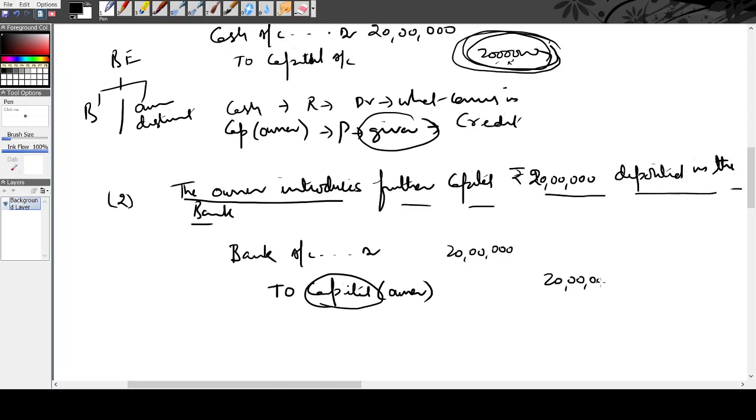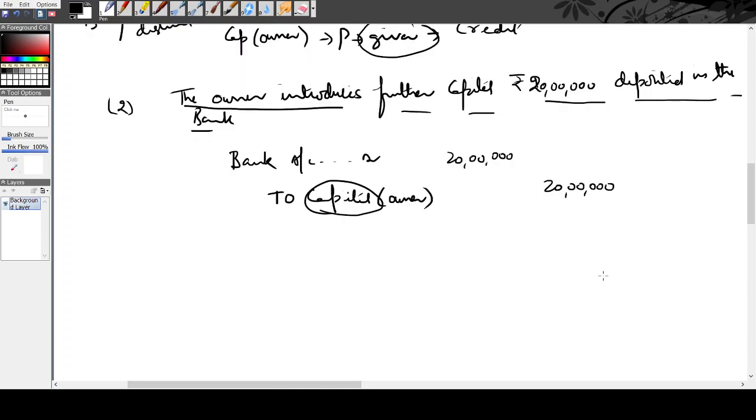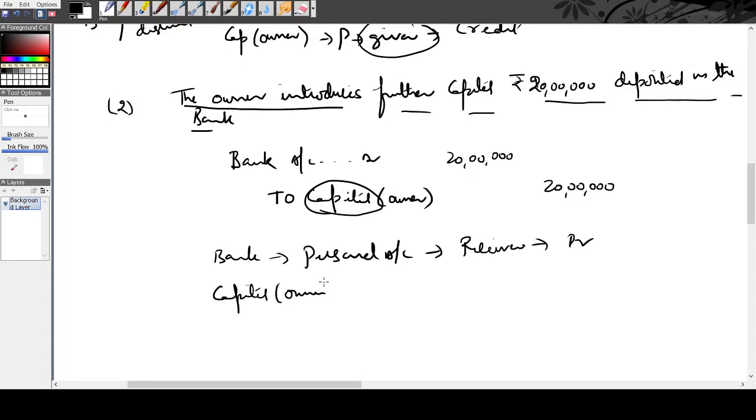Now, what is the logic behind the journal entry? I'll write down the logic also. Bank, it's a personal account. Bank has received money on behalf of the business. The bank owes this money back to the business, hence it has been debited. Capital, I'll write within brackets, the owner of the business.